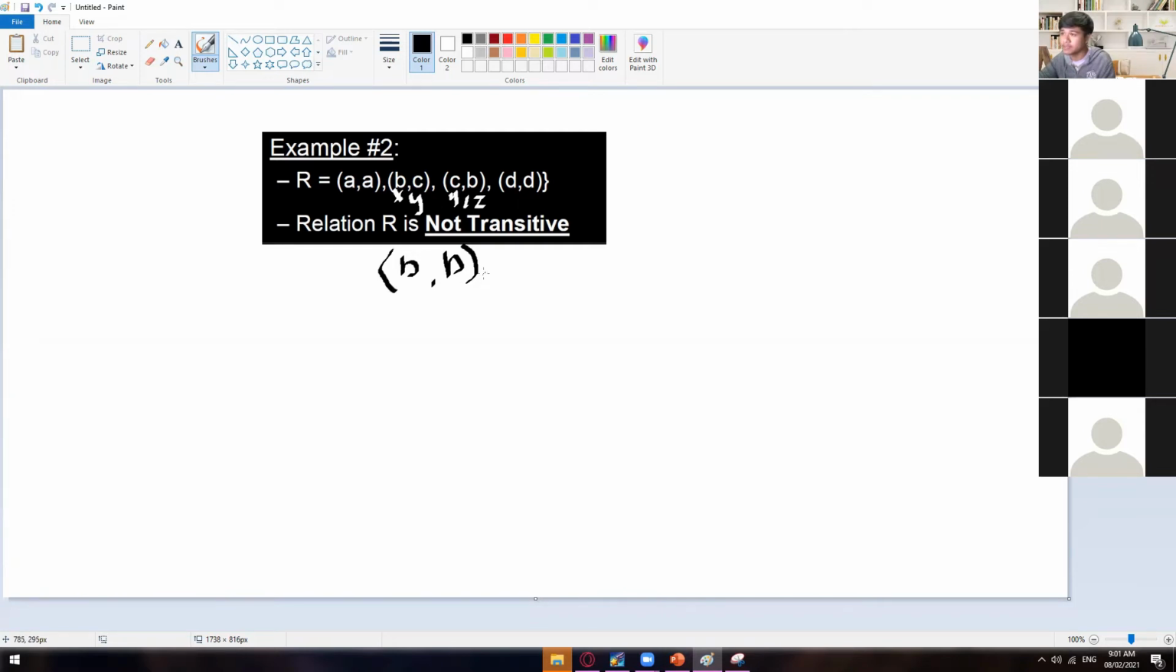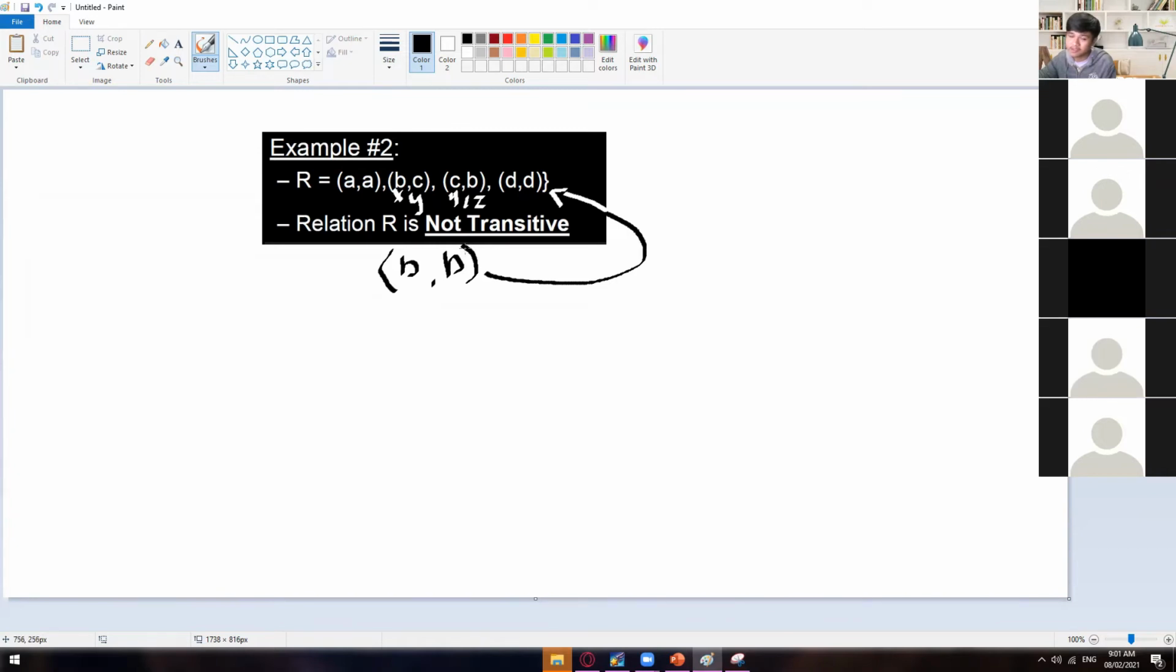So is this BB on this set relation? No, right? So this one is not transitive already. As long as you can find one ordered pair wherein you weren't able to apply the transitive rule, then this one is not transitive anymore. Right?